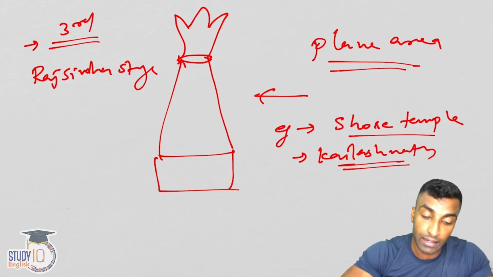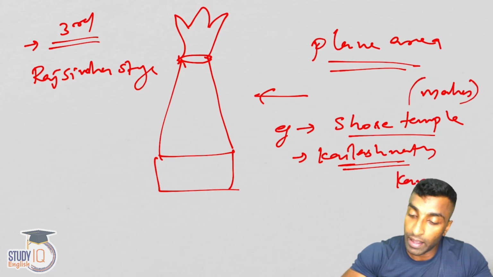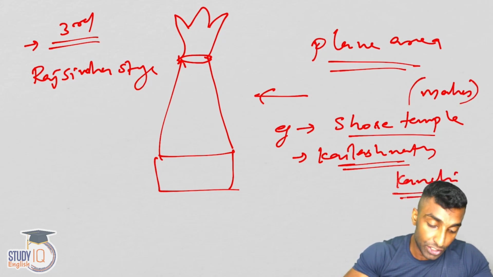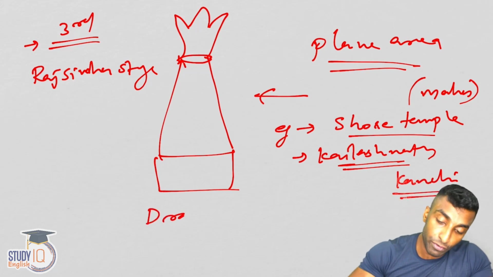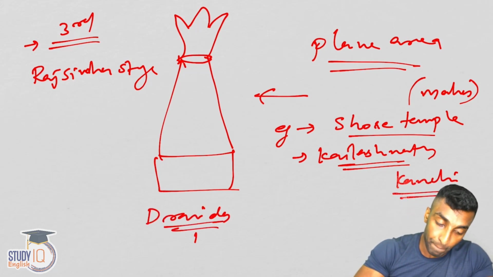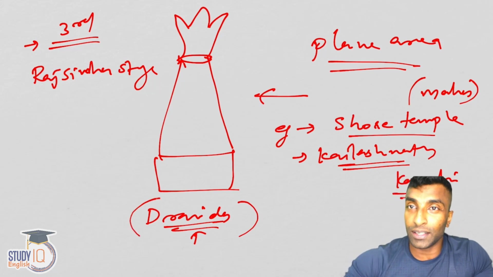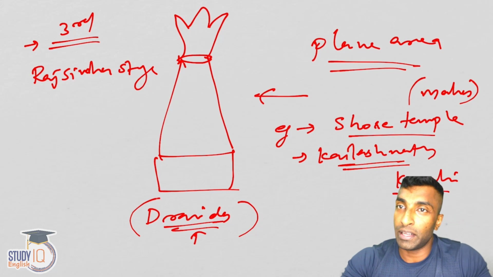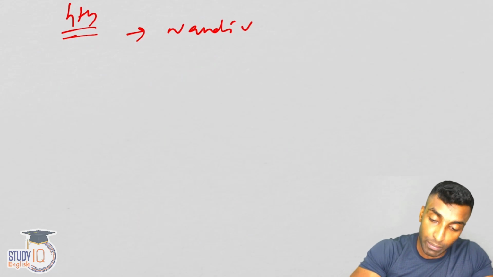Kailashnath temple at Kanchipuram. So this is in Mahabalipuram, and this is in Kanchipuram. The third stage is said to be the precursor of the Dravida style of temple architecture in South India. So the third stage led to the development of the Dravida style. And what is the fourth stage? It is the Nandivarman stage.